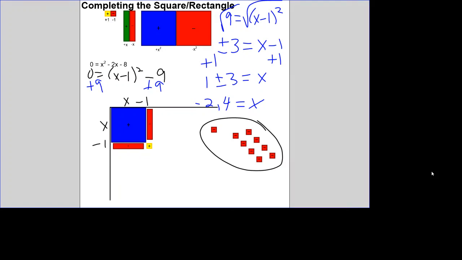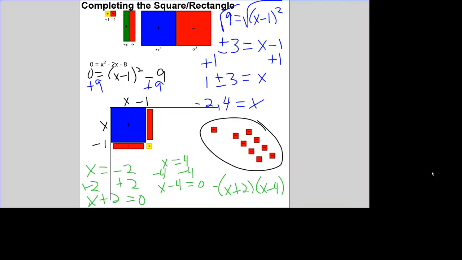Okay, so remember that negative 2 is when y equals 0, what the x is equal to. So to do this, we take the x equals negative 2, and we want to make it equal 0, so we just add 2 to both sides. So we get x plus 2 is equal to 0. We do the same thing for the 4. We have x equals 4. We subtract 4 on both sides. We get x minus 4 equals 0. So the factored expression here would be x plus 2 times x minus 4.